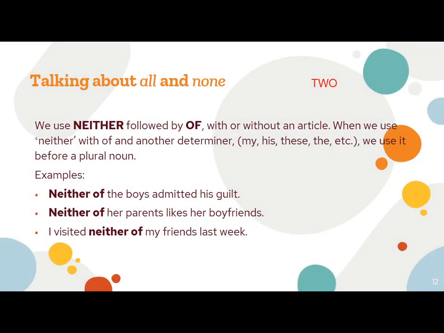And in the case of neither, we're going to have the same preposition as in both, and now we're going to have the plural form. We use neither followed by of, with or without an article. When we use neither with the preposition of, we have to have another determiner like my, his, this, the, etc. In the previous one we used the singular form. Now we're going to change it into the plural form. Neither of the boys admits his guilt. Neither of the boys, not this one nor the other one. Neither of her parents likes. Well, in this case, it has to be like.